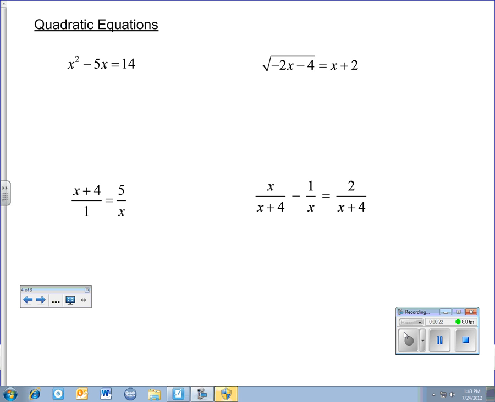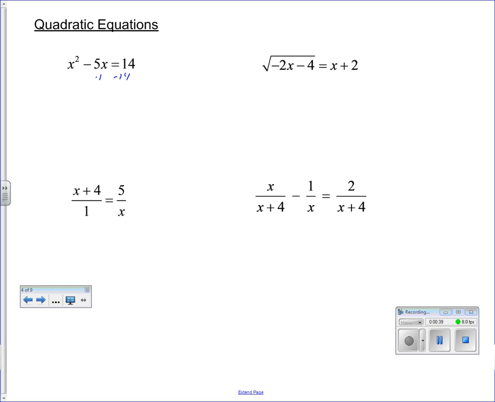Like our first example, x squared minus 5x equals 14. That's a very standard quadratic equation. You see it's got an x squared, it's got an x term. You can't just get x alone, and so you see that it's a quadratic. You want to get it all to one side. Subtract 14, make it x squared minus 5x minus 14 equals 0, and then we solve it by factoring and getting two different equations for x.